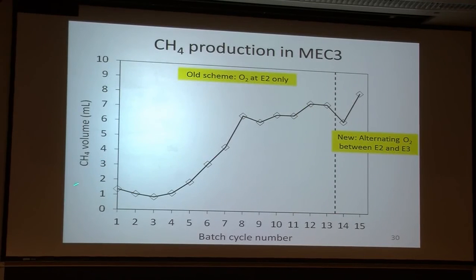And here are the results. This is the methane volume, and here's the start of the alternating oxygen generation between electrodes 2 and 3. There's a slight drop, and then it went back up. So it is not really working.